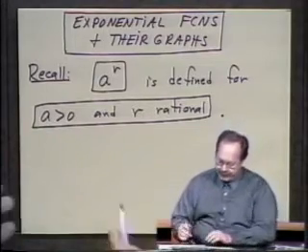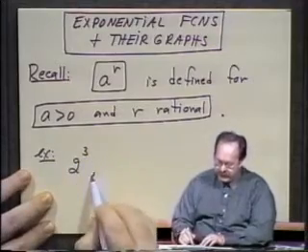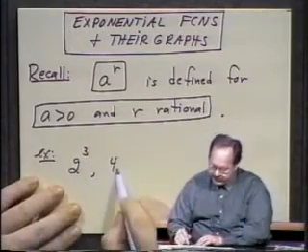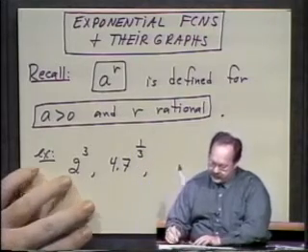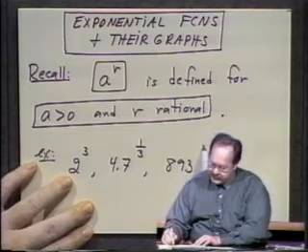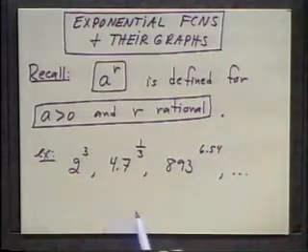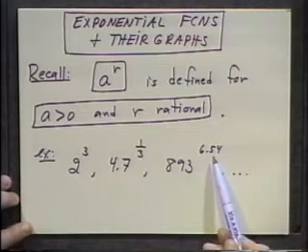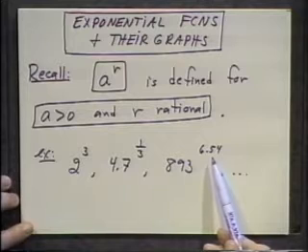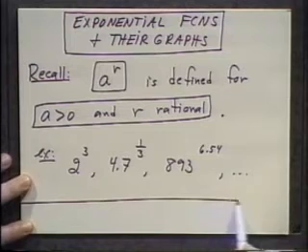missing here. For example, the kind of things that we've looked at are 2 to the 3 power. Okay, that's defined for us. 4.7 to the 1/3 power. That makes sense for us. 893 to the 6.54 power. All of those make sense to us because all the decimals that appear here can be turned into rational numbers. And once they're in the form of rational numbers, we can deal with them, as we've seen before.